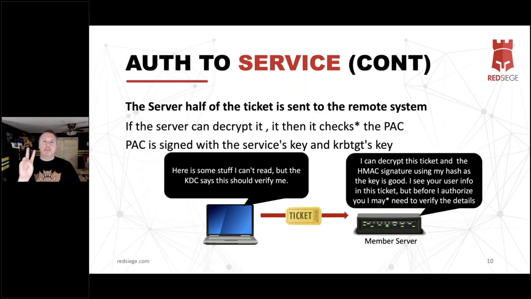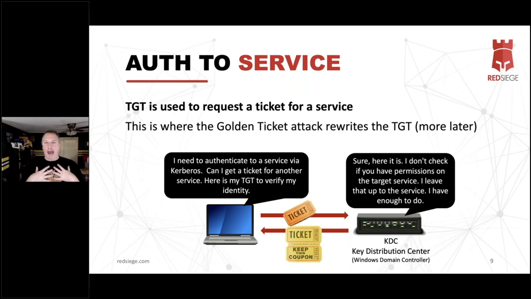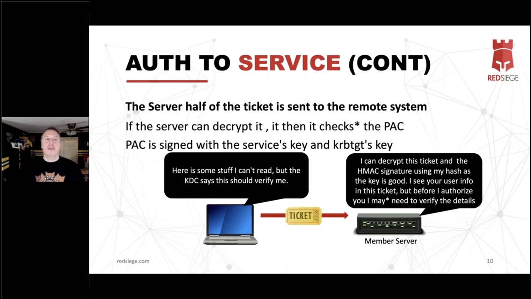So as we mentioned, there are those two pieces of our ticket, right? Half of it is for me. Half of it is for the server. We can see that right here. There's two pieces. I keep half, they keep this coupon part. The other half I'm going to send to that target service. The target service is then going to make a decision as to whether I should have access or not, and what level of access I should have, right? Again, that's not the domain controller making that choice. That domain controller would have to be massive to pull that off.